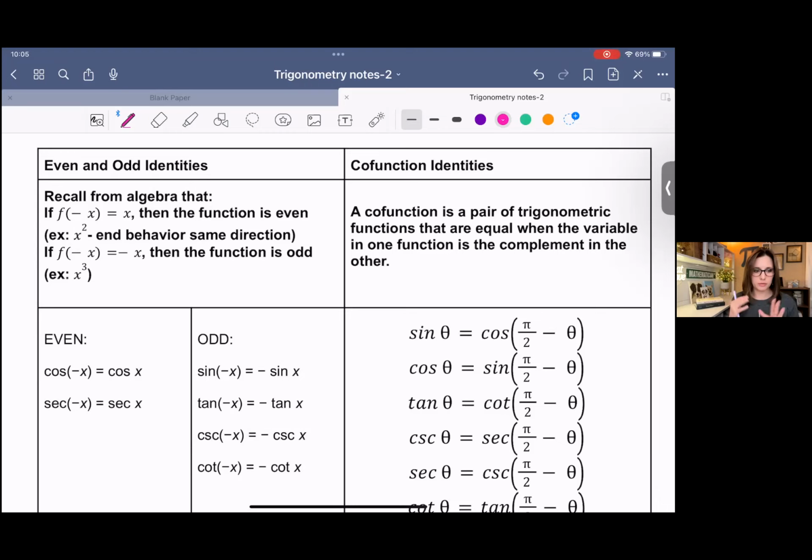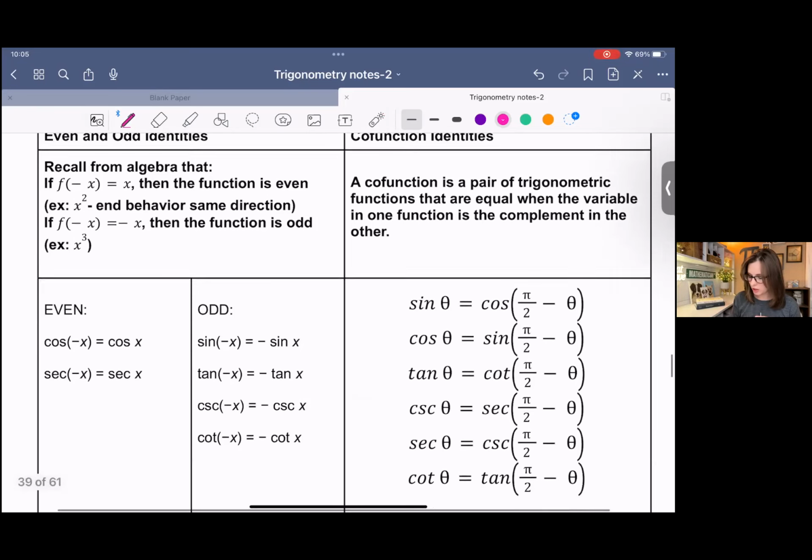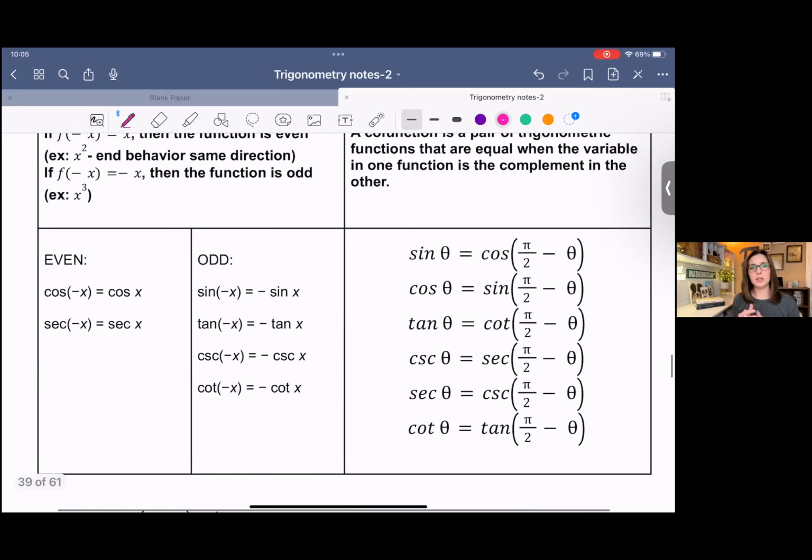That was a lot, but bear with me. And then if f of negative x equals negative f of x, then the function was odd. An example of that was x to the third. So if you plug in negative x to x to the third, you end up with negative x to the third, odd function. 3 is odd. There you go. So down here, I have some identities that you will probably need to put on that note card or that piece of paper if you have it running of examples of even and odd functions.